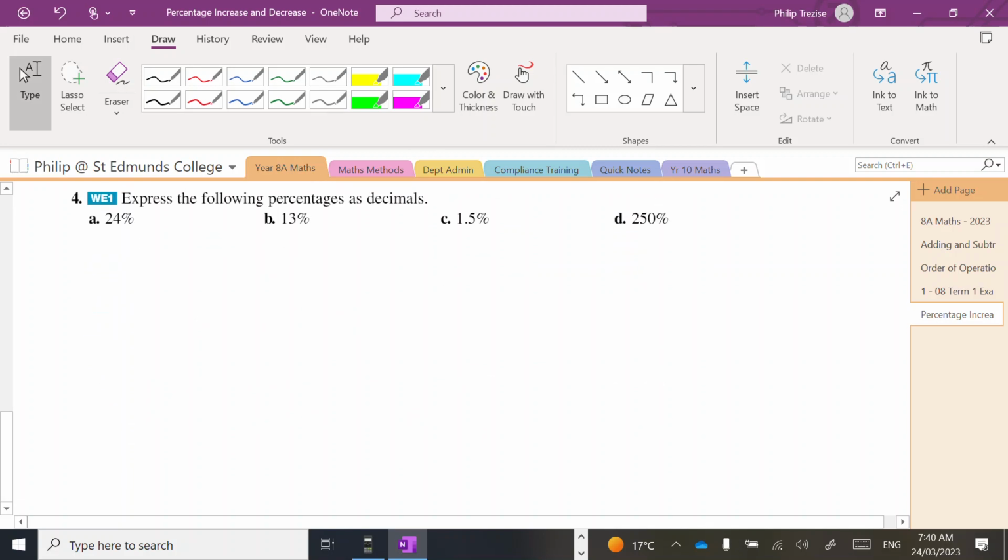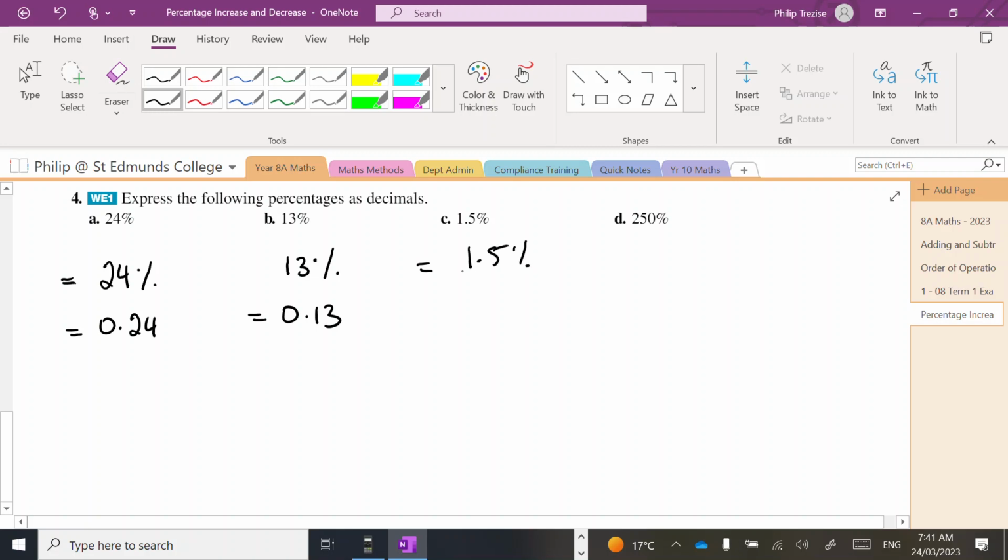Express these percentages as decimals. Same sort of thing. So 24%, move the decimal 2 places the other way this time. 0.24. I don't think we'll need to use a calculator for any of these. Move the decimal 2 places. 0.13. Always put a 0 at the front.